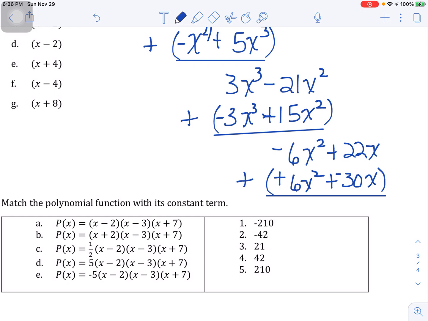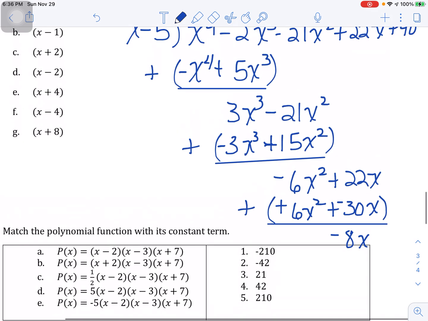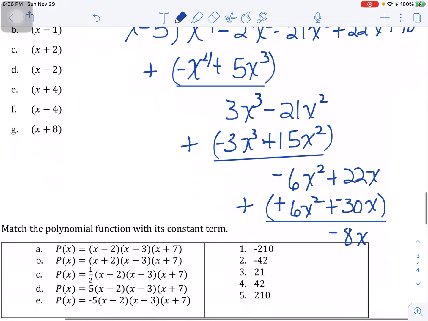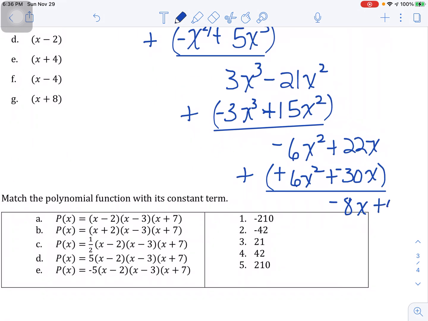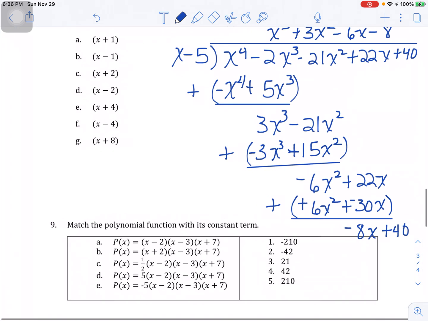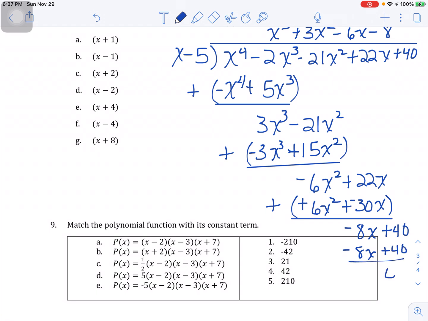So this becomes positive 6 and negative 30, which gives us a negative 8x, which means that I need a negative 8 up here, and I'm going to bring down that plus 40, and then multiplying. Negative 8 times x is the negative 8x we wanted, and then we get a positive 40, and when we add the opposite here, we get the 0 we thought we would.